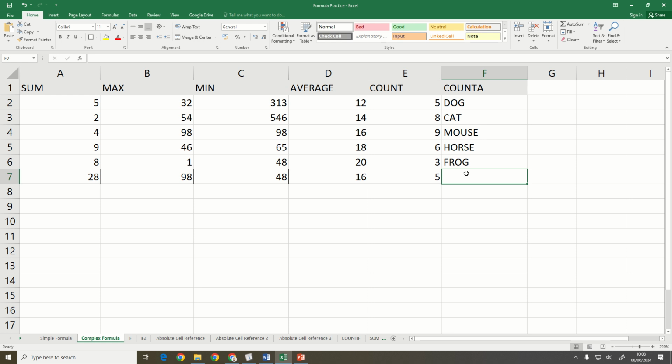Now count A is slightly different. Equals count A finds a cell that has something in it. So it could be text, it could be a formula, it could be a number, a value. So that is when you would use equals count A.